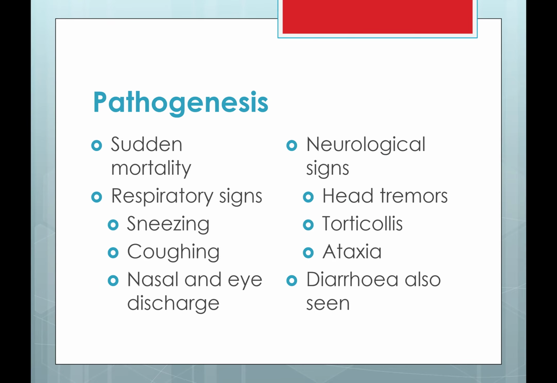For the pathogenesis of the bacteria, there is sudden mortality, and there can be two major signs. No, there are the respiratory signs, and then you have the neurological signs. However, you can see the diarrhea as well. So yung GI, pwede rin siyang affected. So for the respiratory signs, this includes sneezing, coughing, nasal, and eye discharge. And then for the neurological signs, there's head tremors, torticollis, and ataxia.